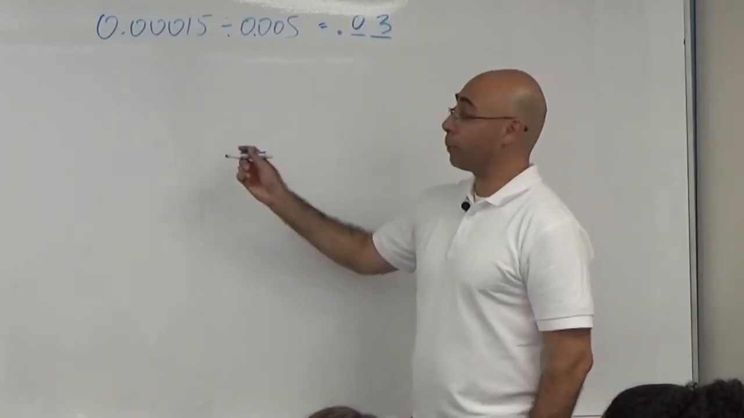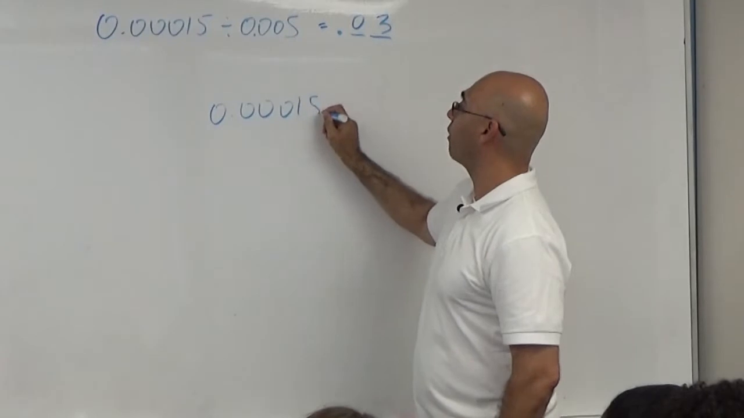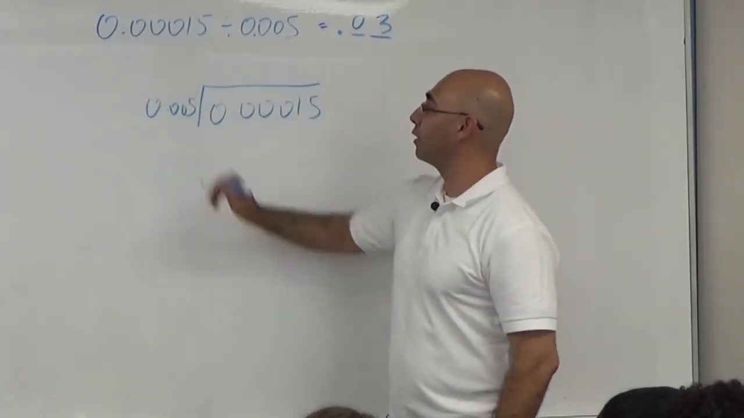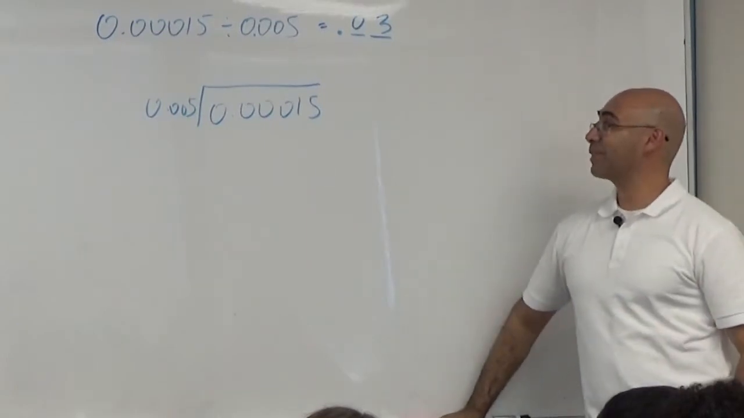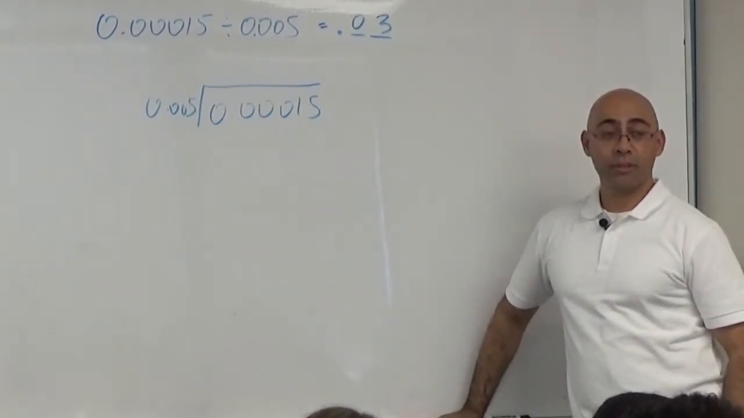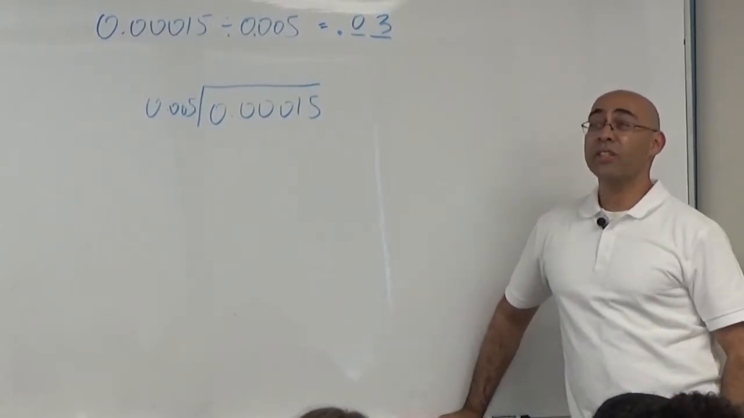But what I'm going to do is actually divide it out. 0.00015 divided by 0.005. Now, I look at that. That just seems kind of hard to do, doesn't it? It does. Well, some say no, but just looking at that, that's just like a lot of zeros, a lot of places. This is what you can do.